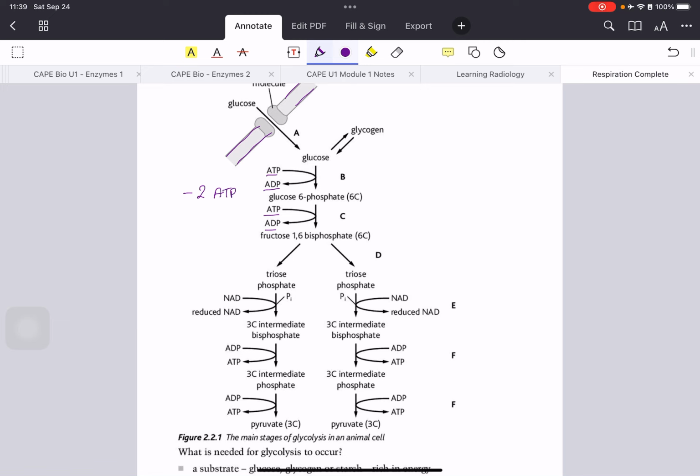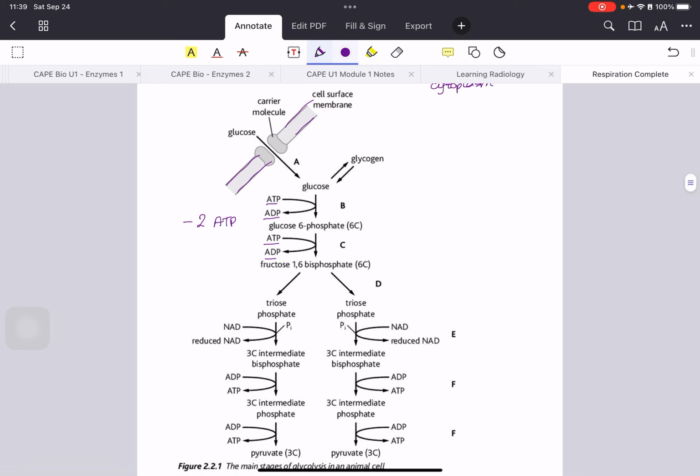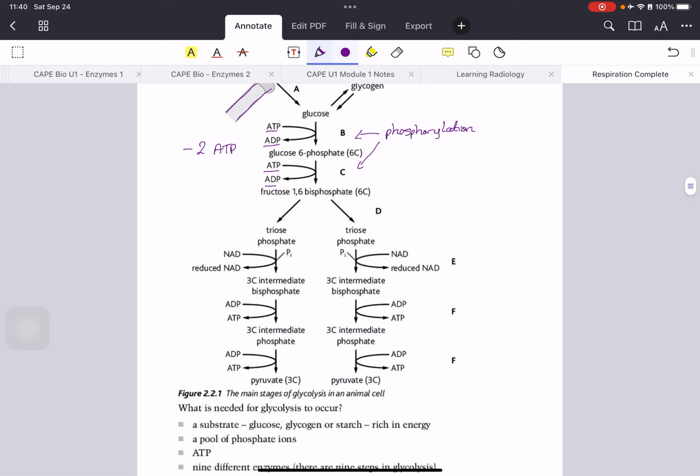And remember, the process of respiration is to make ATP, so we better be making some profit after spending some ATP there, right? So these 2 steps are called phosphorylation. And remember, the change of ATP to ADP is called phosphorylation. So phosphorylation occurs twice, in B and C. Okay, now once there's fructose 1,6-bisphosphate, the next step is lysis.